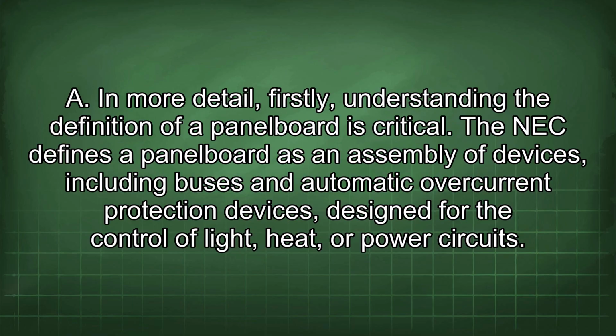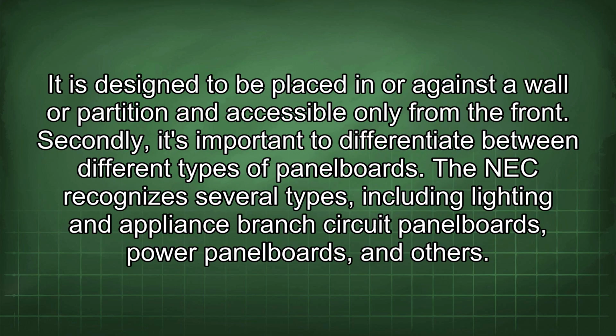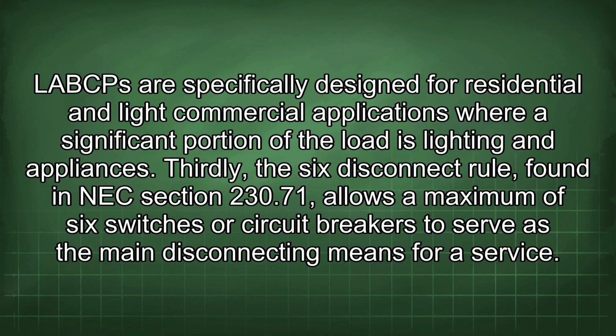The NEC defines a panel board as an assembly of devices, including buses and automatic overcurrent protection devices, designed for the control of light, heat, or power circuits. It is designed to be placed in or against a wall or partition and accessible only from the front. Secondly, it's important to differentiate between different types of panel boards. The NEC recognizes several types, including lighting and appliance branch circuit panel boards, power panel boards, and others. LABCPs are specifically designed for residential and light commercial applications where a significant portion of the load is lighting and appliances.